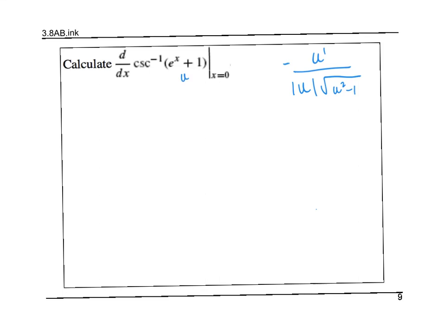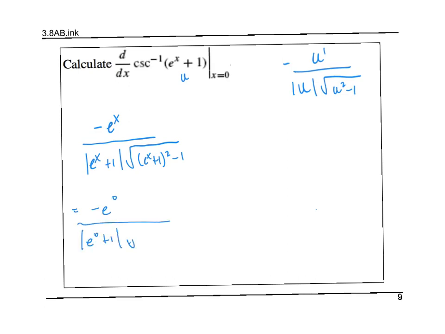So our u prime would be e to the x. We have negative e to the x divided by the absolute value of e to the x plus 1, times the square root of e to the x plus 1 quantity squared minus 1. And now we just replace the x's with 0. So negative e to the 0, over e to the 0 plus 1, times the square root of e to the 0 plus 1 squared minus 1. Simplifying that, we would have negative 1 divided by 2 times the square root of 3 as our final answer.